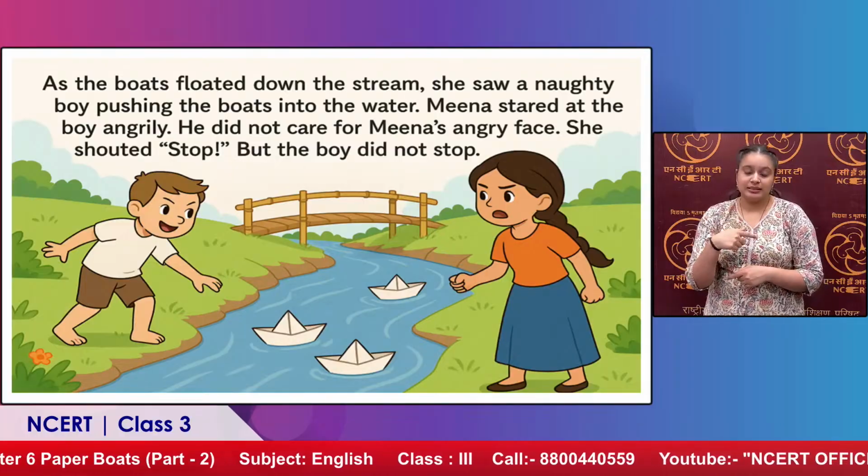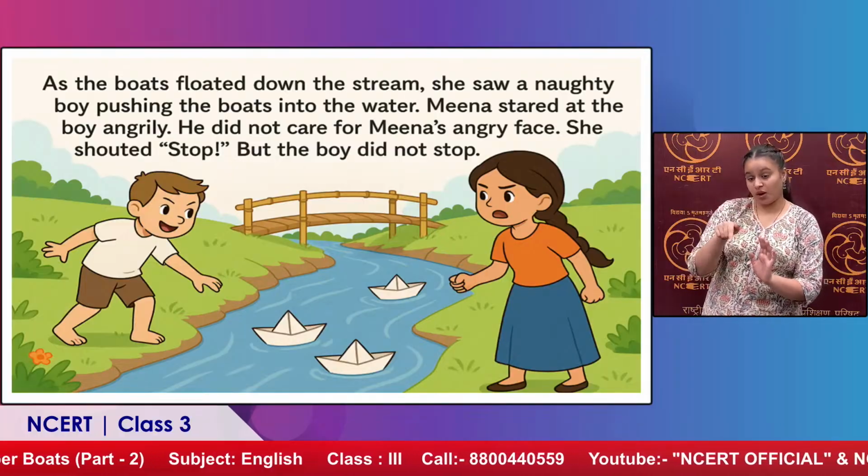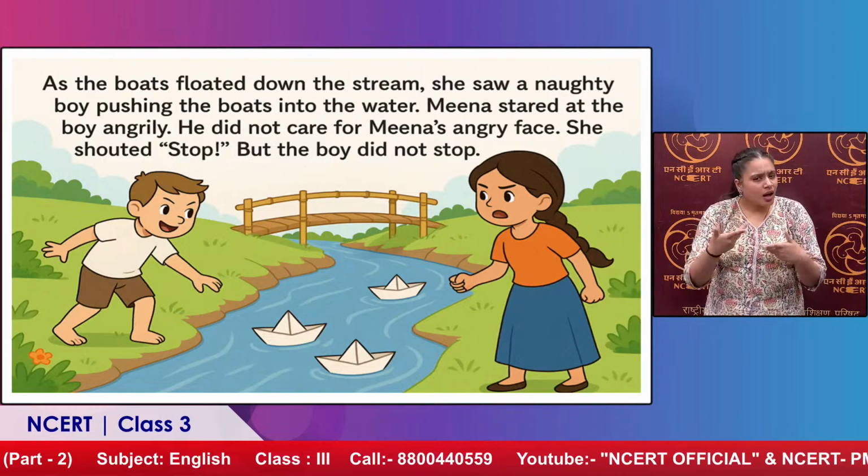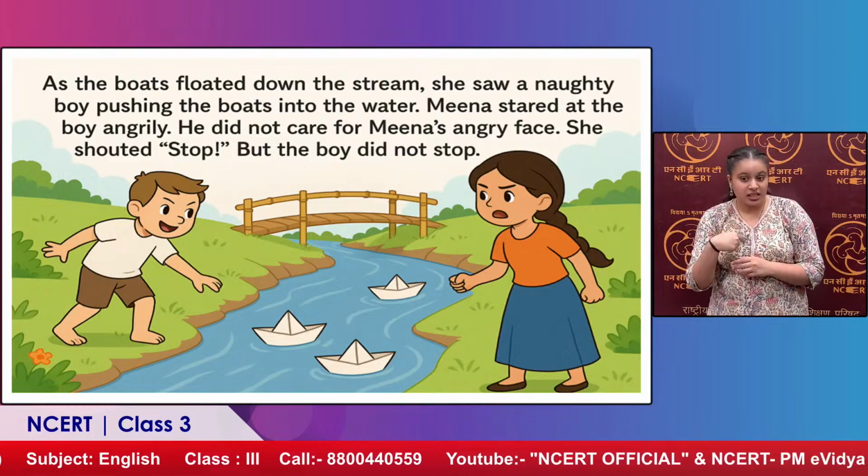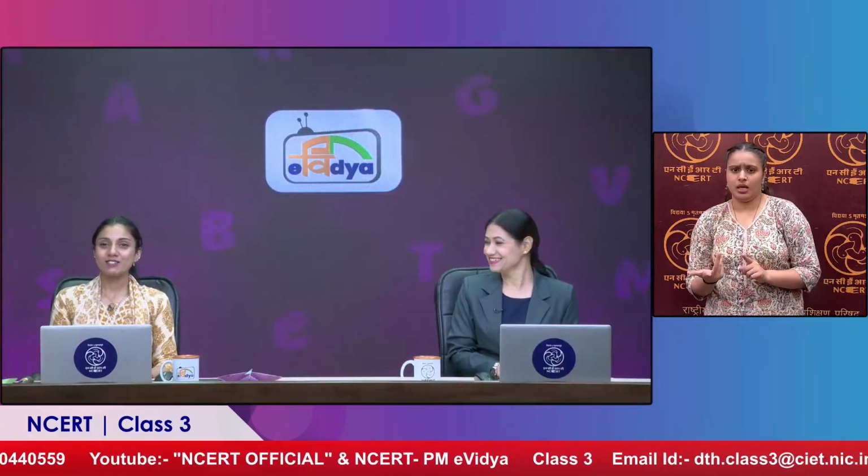He is very naughty. And how we can get also that he is naughty, what he is doing is he is overturning Meena's boat into the water. He is pushing the boats into the water, and that makes Meena very angry. So ma'am, but why was he doing that? We will get to know, ma'am. Okay. We will get to know about this.